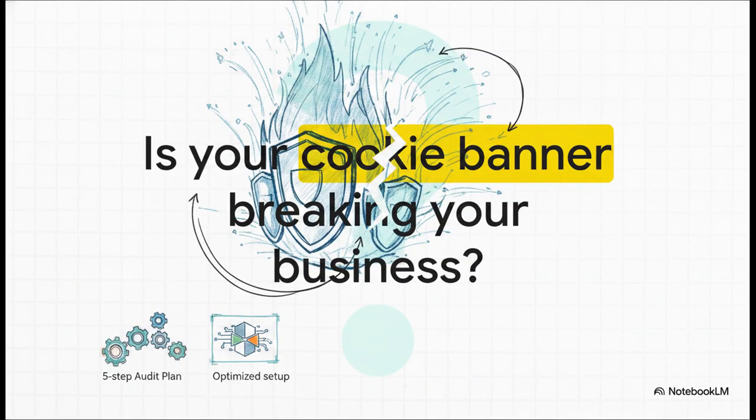So as you dive back into your tag manager today, I want to leave you with this somewhat provocative thought. Are you proactively building a firewall of trust that fuels your marketing algorithms? Or is your basic cookie banner quietly breaking your business right under your nose? Take this 5-step audit plan, double-check your architecture, and make absolutely sure your setup is optimized for this new era.